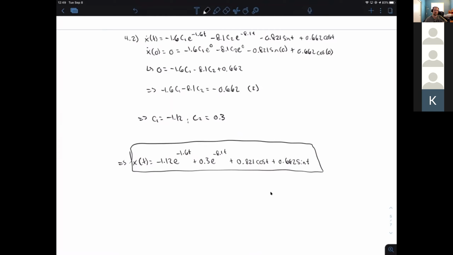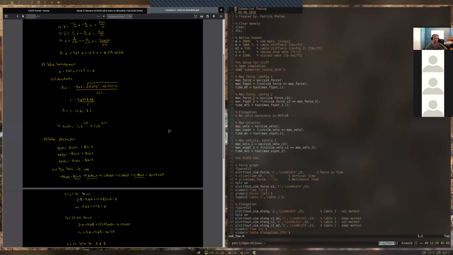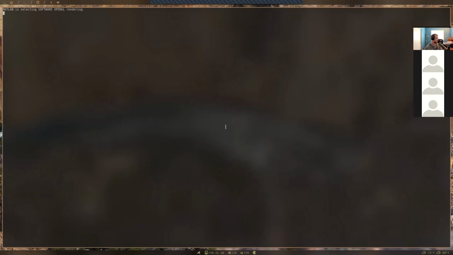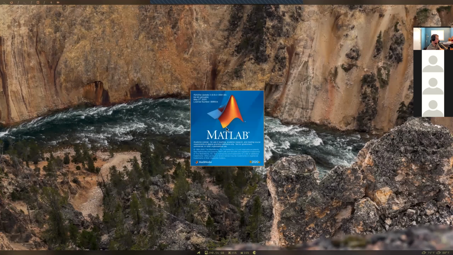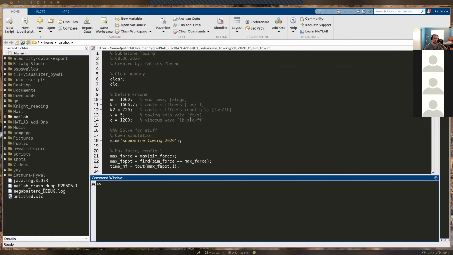My Zoom on my other computer seems to have basically disappeared. Okay, now I got it. Okay, so I'm going to open up MATLAB now.